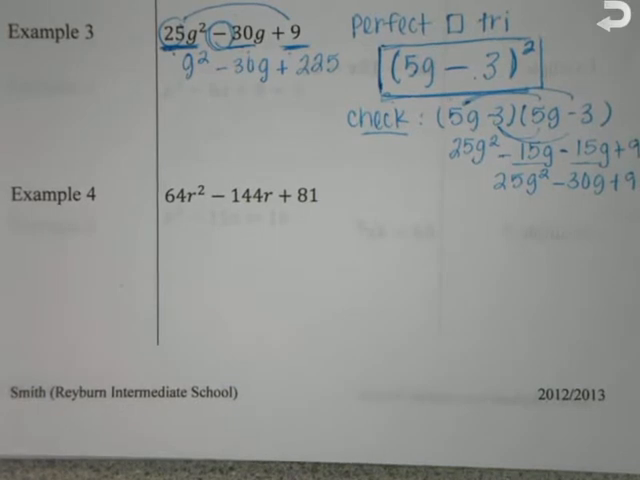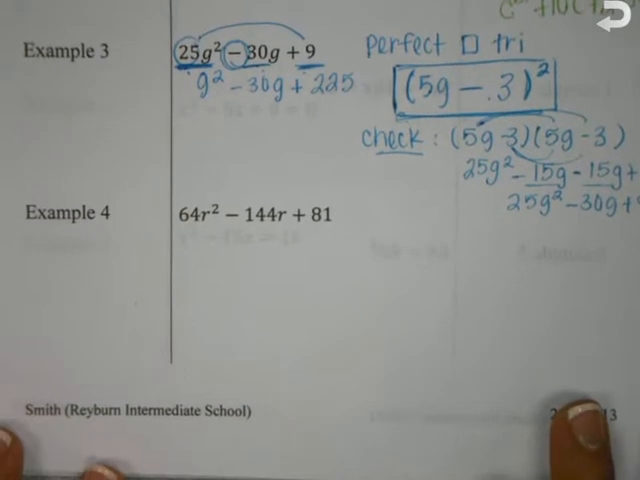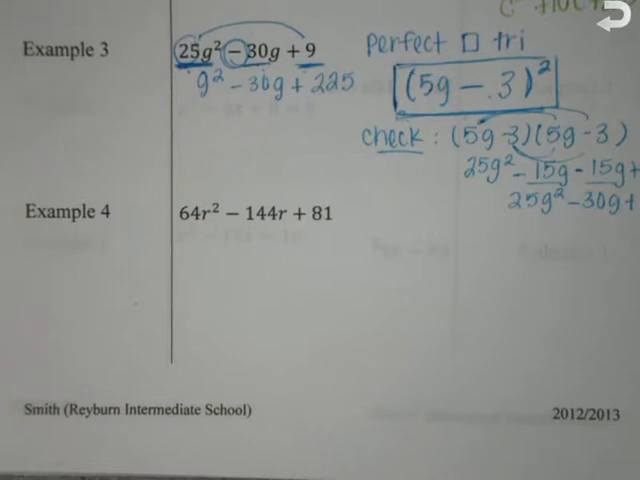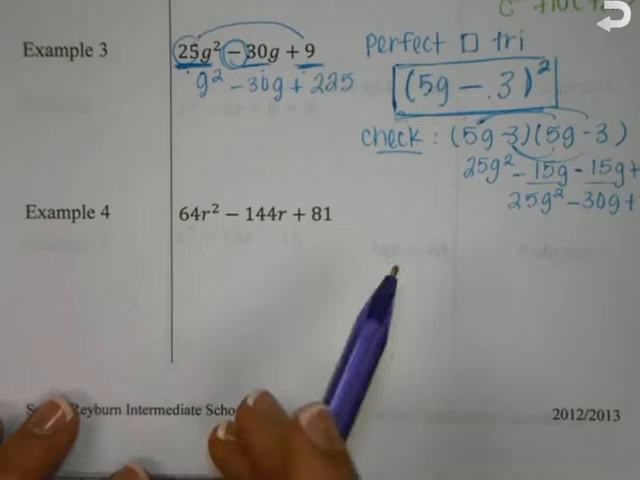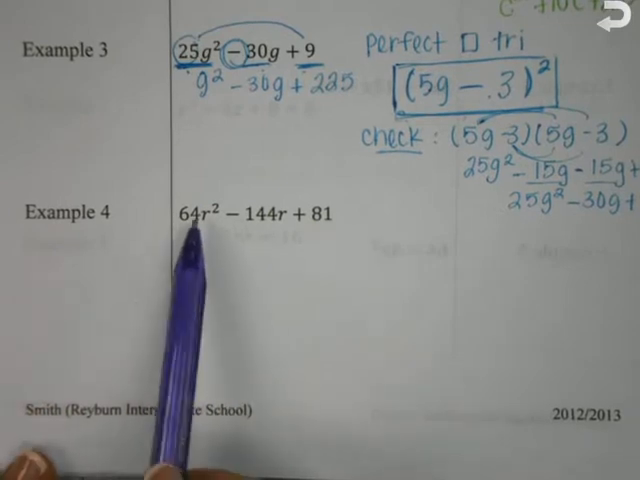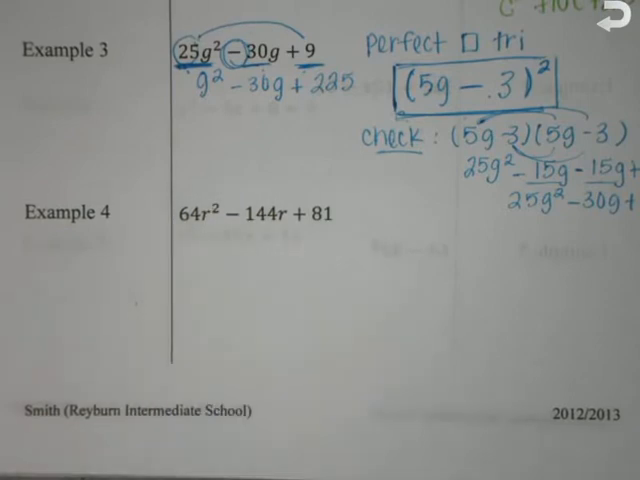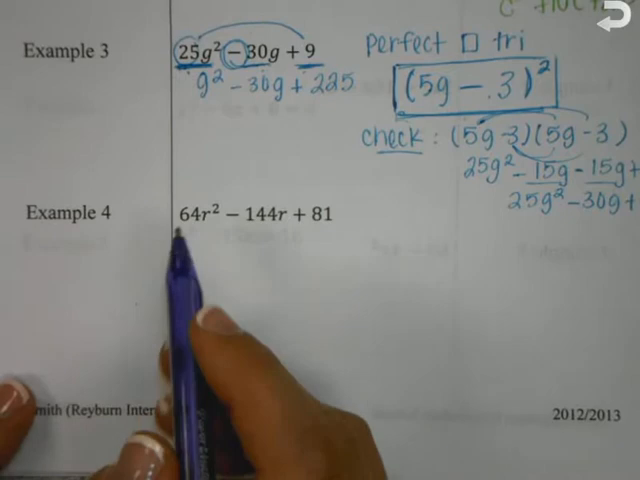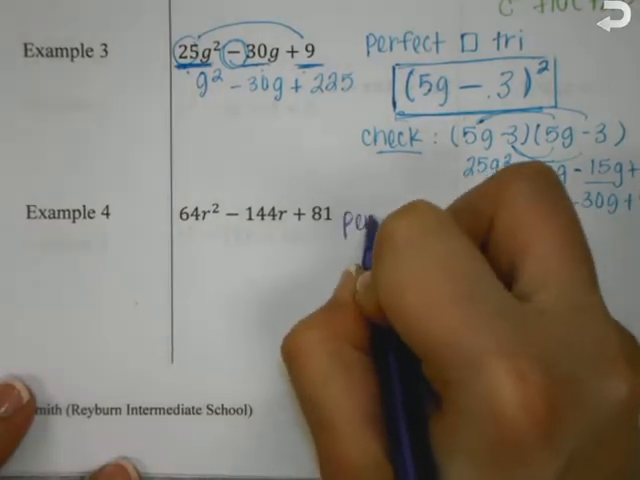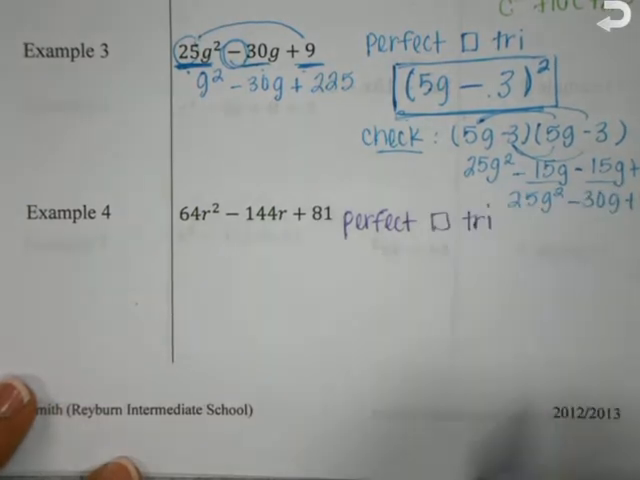Is there a GCF in here? No. Is it a difference of two squares? Definitely not. Is it a diamond method? No. Is it a bottoms up? Yes, could be. What do you notice, though, about this whole thing? It's a perfect square trinomial. Do you see why it's easier to do perfect square trinomial than bottoms up in this one? I really don't want to multiply 64 times 81. Okay, so let's do a perfect square trinomial.